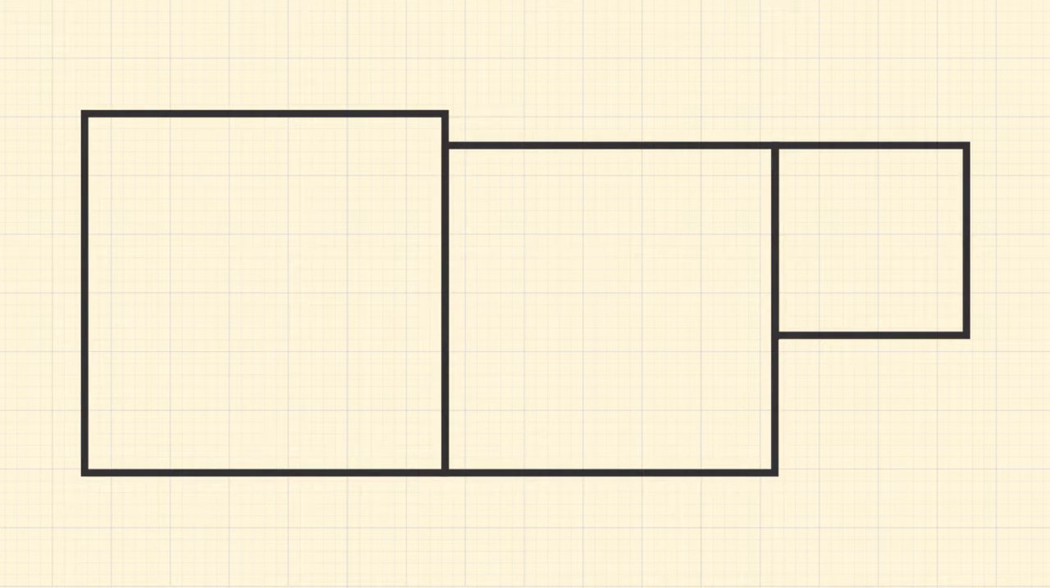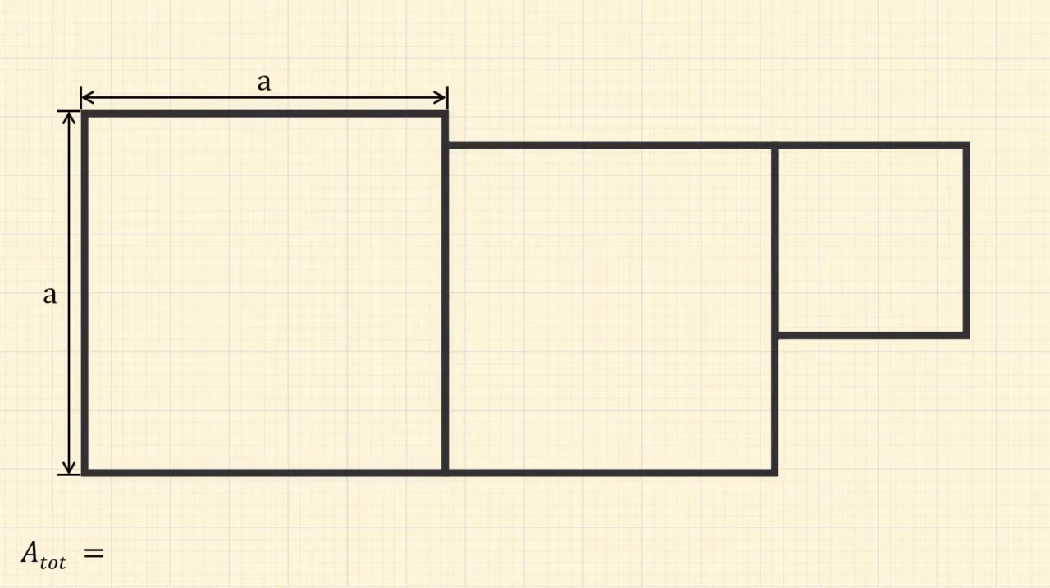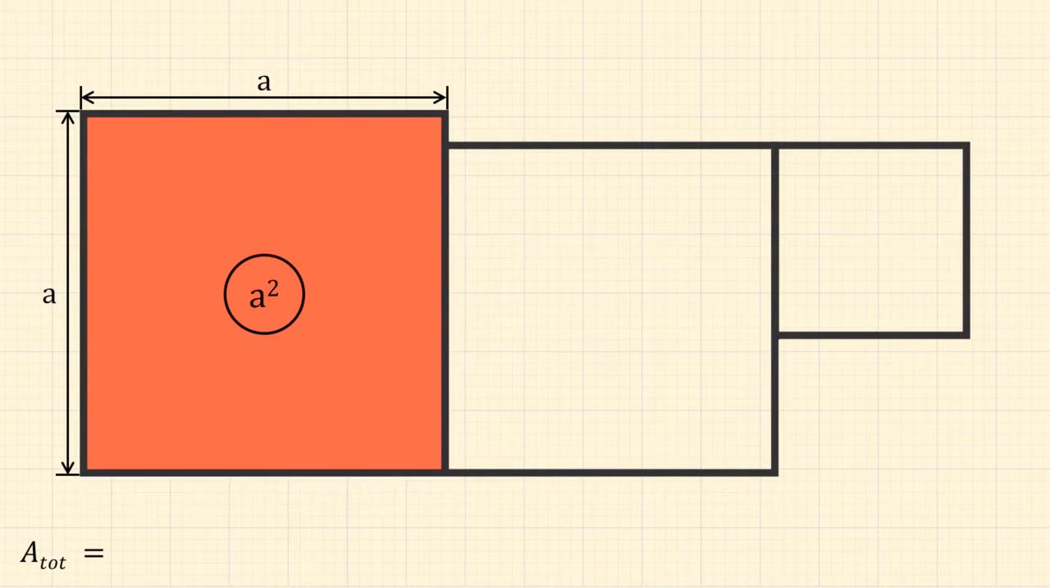Squares are easy. All the sides are equal, all the angles are 90 degrees, and if you know any of the dimensions, you can find the area. As we go along, we'll keep track of the total area at the bottom of the screen. We'll start with the square on the left, and since we don't know the side length, let's just call it A, in which case the area of this square becomes A times A, or A squared. This is the first simple area that we're going to add to our total at the bottom.